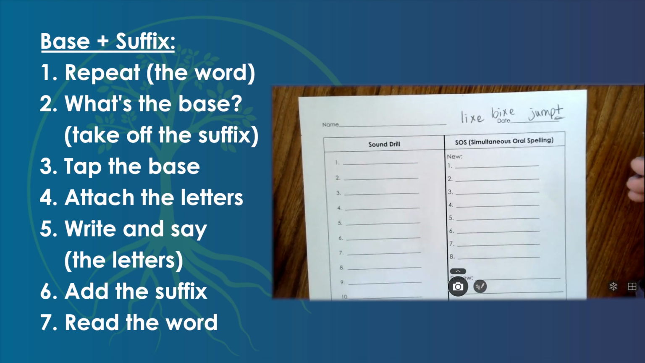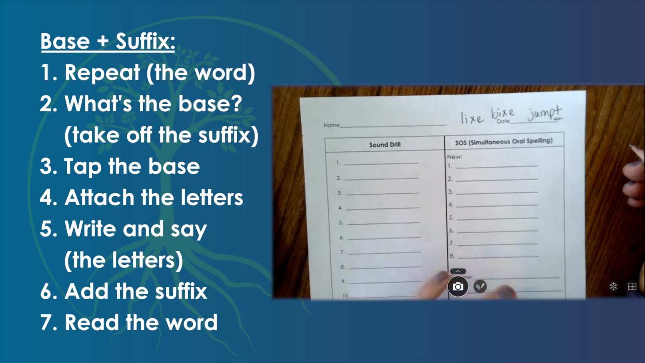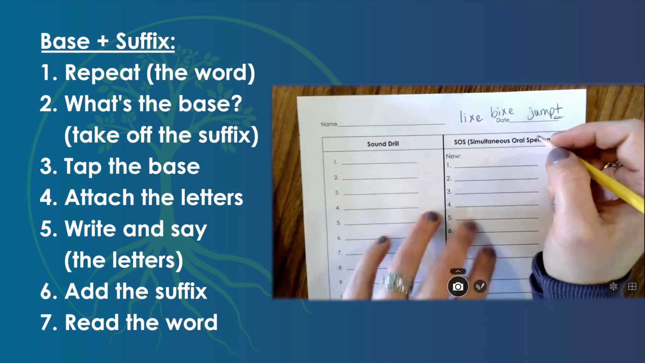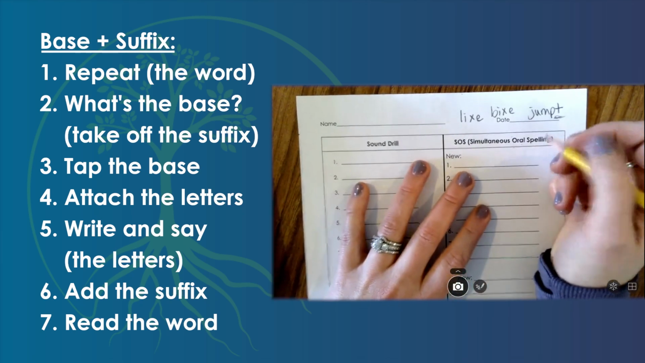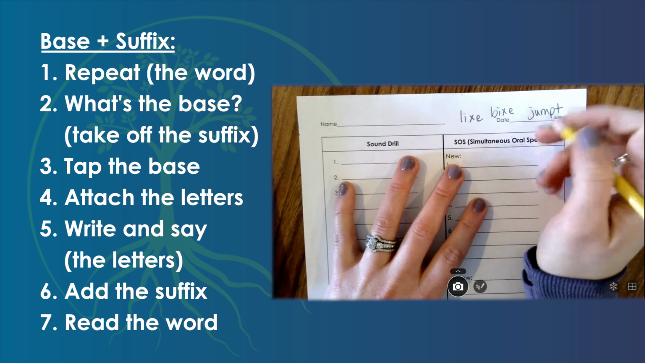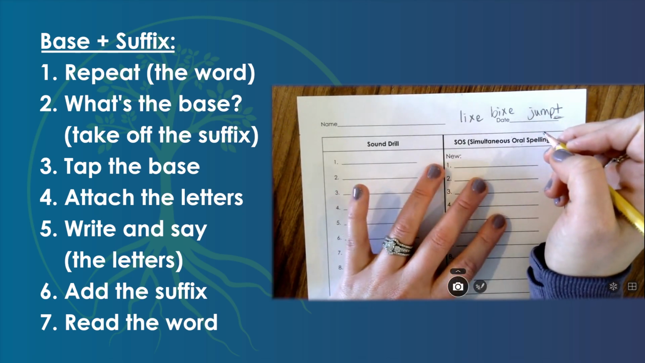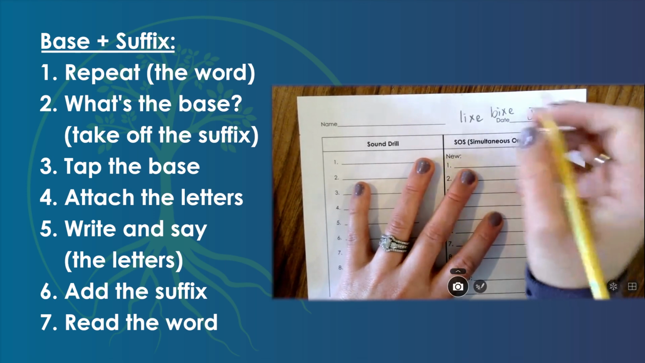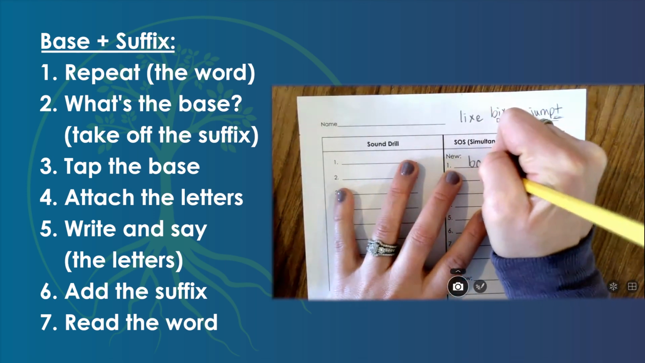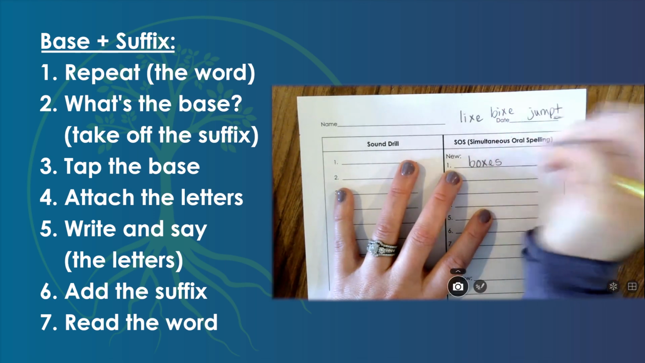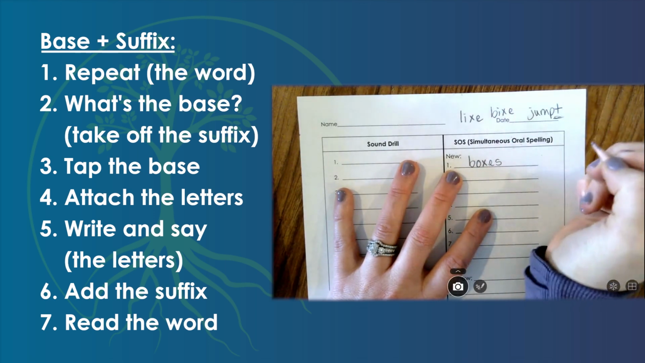Well, the best thing to do is to teach students to identify the base and identify the suffix and spell the word in that way. So here's what that looks like. If the word was boxes, we would say repeat boxes. And the student would say boxes. And then we'd say, what's my base? Box. Tap box. B-O-X. Attach the letters. B-O-X. Write and say B-O-X. Now what suffix do I need to add to make the word boxes? E-S. Great.